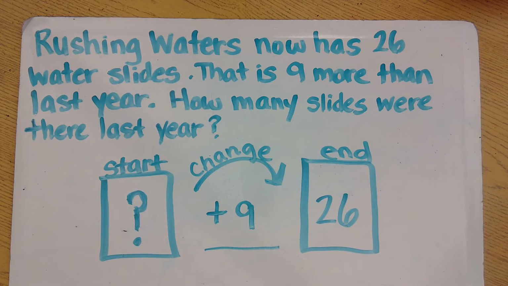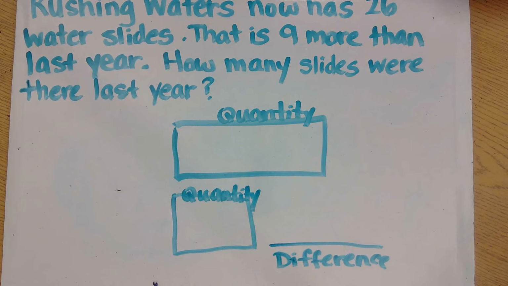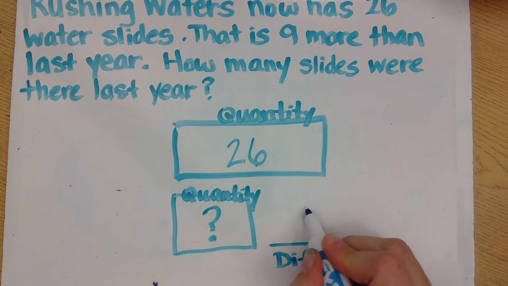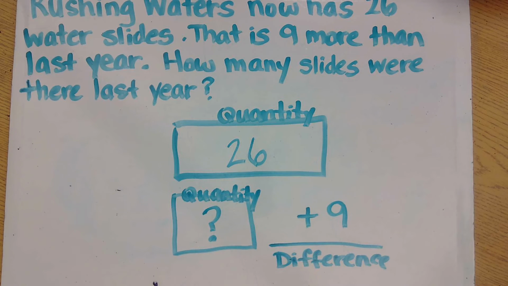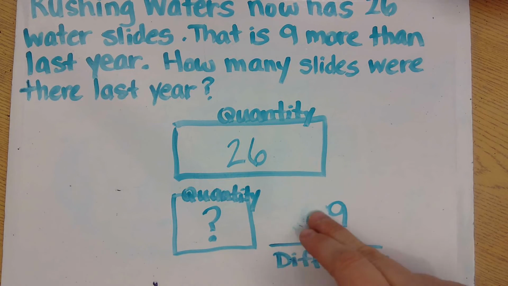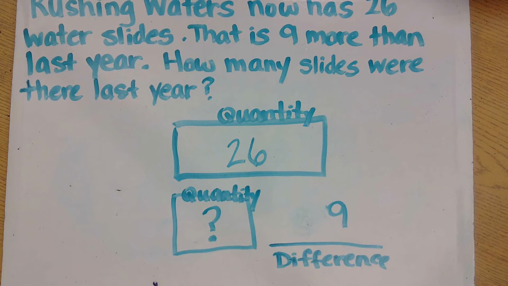Let's go ahead and take a look at a different diagram. Maybe you used the comparison diagram that we used yesterday. Here we have the comparison diagram that we worked on yesterday. So we've got a quantity, a quantity, and then a difference here. So I'm comparing the number of slides this year, which is 26, that's the larger quantity, the biggest number that I know, to the number of slides last year, which is the smaller quantity. And I know there are more slides this year, and that's the difference. They added 9 slides, and that was the difference between last year and this year.